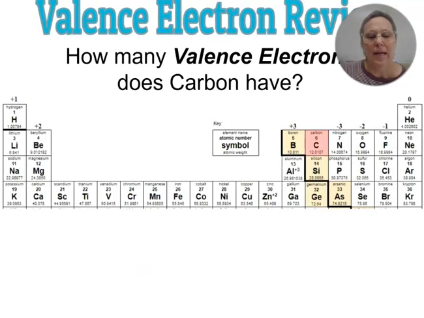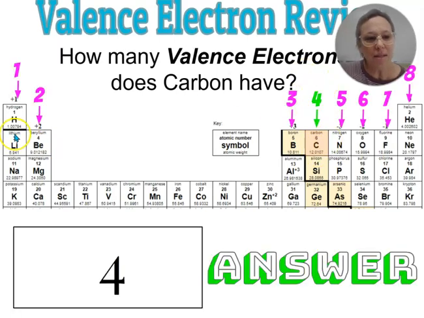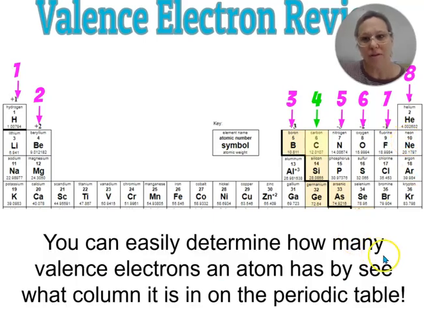All right, last review. How many valence electrons does carbon have? We know that it has 4 because it is in the 4th column of the periodic table. So in your notes, first thing to write down: you can easily determine how many valence electrons an atom has by figuring out what column it is in the periodic table. And remember, we ignore the middle columns when we count those. So that is going to be a very important skill for what we're doing the rest of this video.